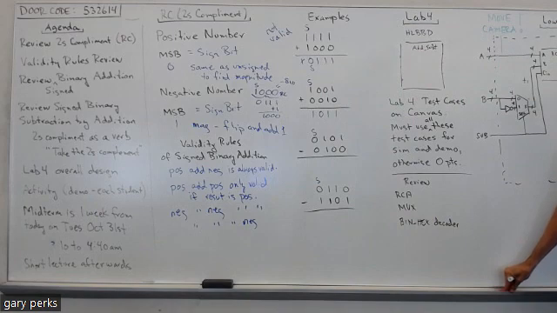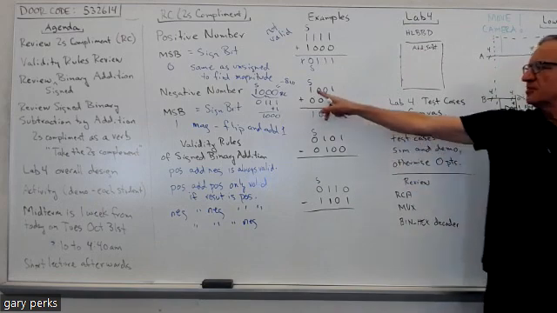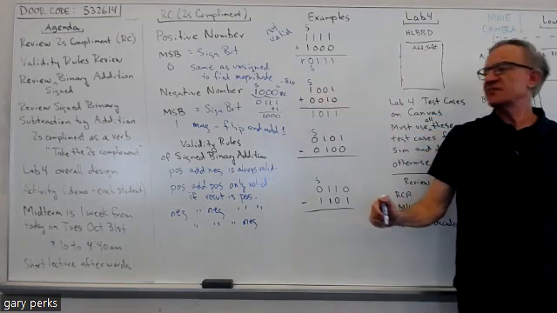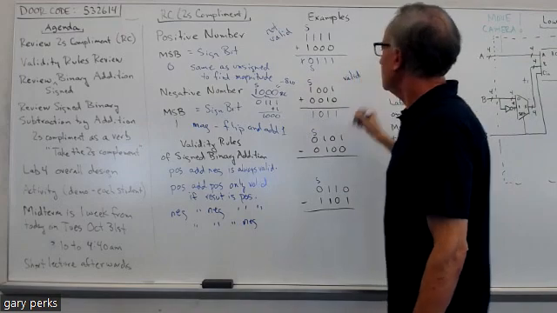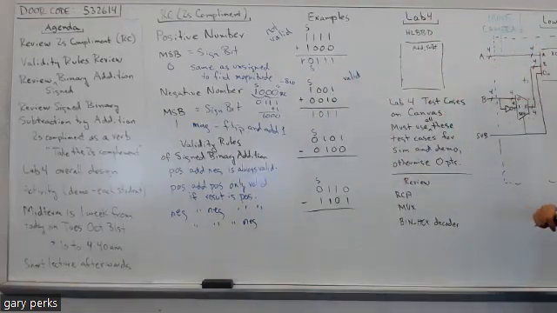Is it valid? Why is it valid? Because it's a positive. It's valid. We're adding a negative and a positive, which is always valid. So this is valid. Again, you can convert these to base 10 if you want to prove it.